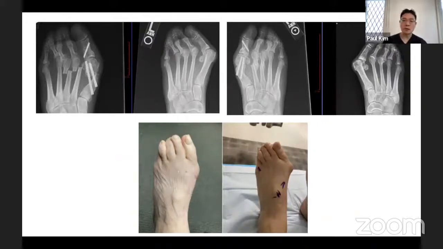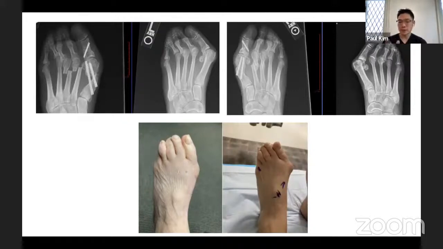We talked to her about fusion, the first, second, and third MTP. We talked about all these different options, and she sought some different providers. But in the end, I told her, hey, we can try this more minimally invasive approach, faster recovery. If it fails, we can proceed with the next procedures. And she decided, let's try the minimally invasive. So we first started with the right. On the right, we just did a minimally invasive, and I did the DMO of the second and third only.